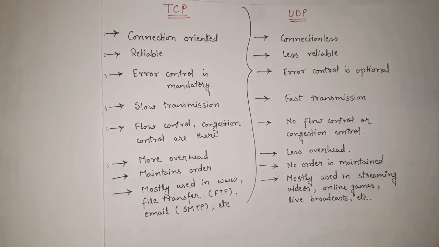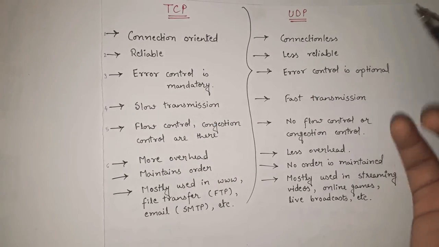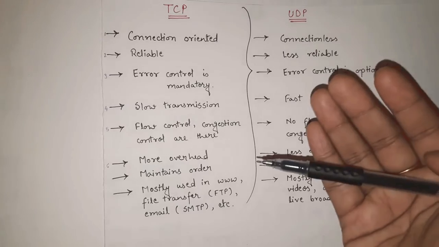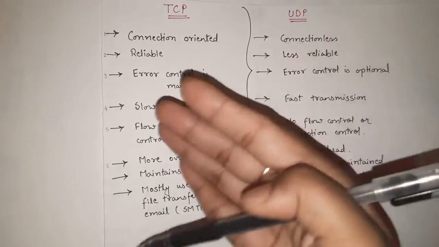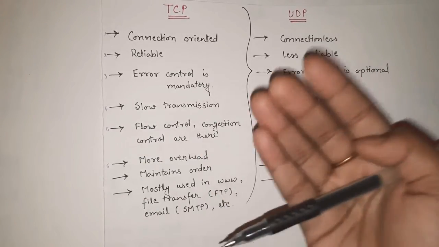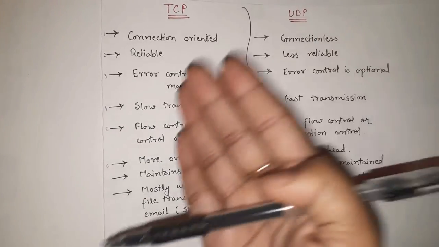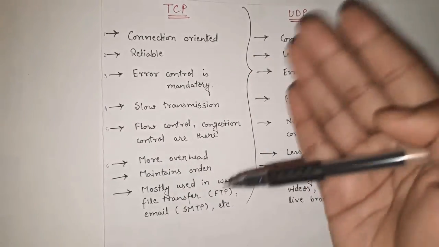So let's get started. In today's video we are going to see a very important topic of networks, that is TCP versus UDP. In this video we are going to understand in detail what TCP is, what UDP is, how they differ from each other, so we will be able to take decisions on in which places TCP can be used and in which type of communication UDP can be used.